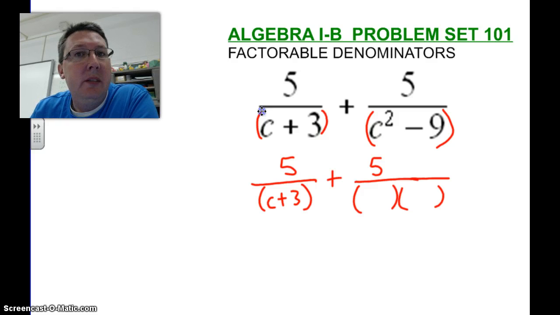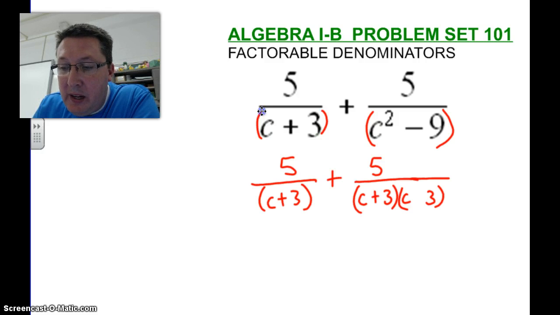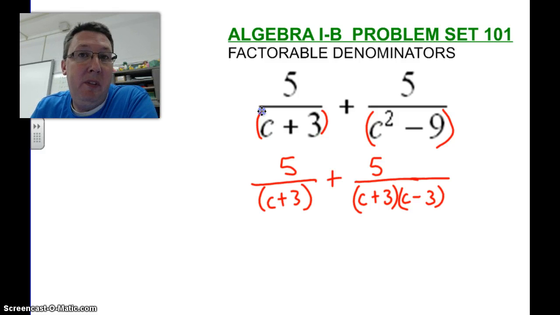So c squared, to get c squared, I take c times c. How about the 9? What number times itself gives us 9? Well, we should all know that's 3 and 3. And then you need to remember this is a special factoring pattern. C squared minus 9 is going to factor to c plus 3 and c minus 3. Okay, so now our denominators have been factored.